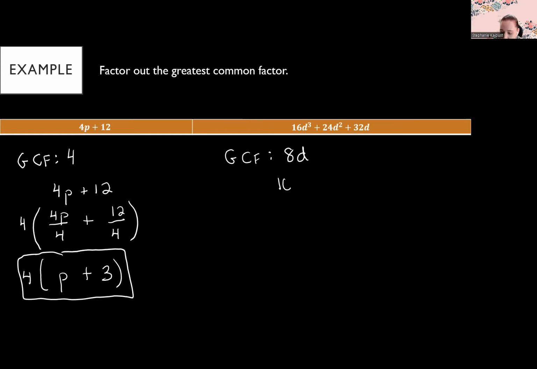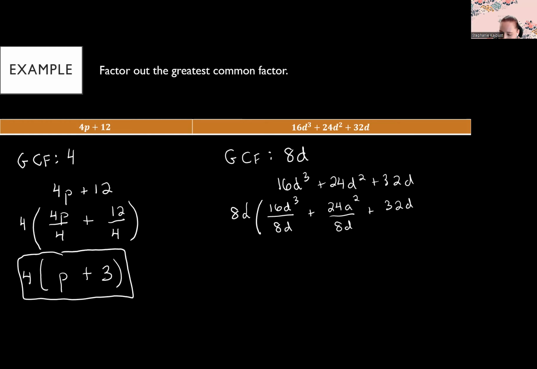So I've got my 16d cubed plus 24d squared plus 32d. And I'm going to factor out an 8d. Which means I'm dividing 16d cubed by 8d. And then I have a plus. And then I'm dividing the 24d squared by 8d. And then a plus. And then 32d divided by 8d.